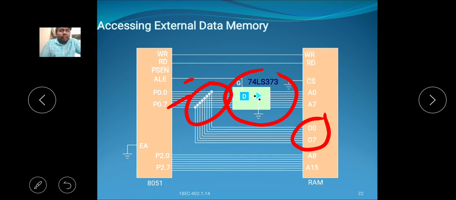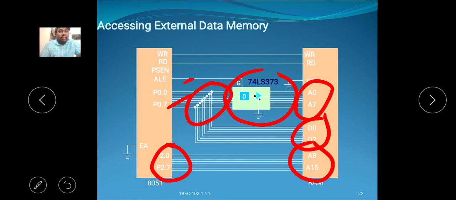The address latch enable is given to the multiplexer latch, and here the address lines are A0 to A7. The remaining pins, Port 2, are the higher order address pins A8 to A15. That means the 8051 is accessing the external data memory in the microcontroller.